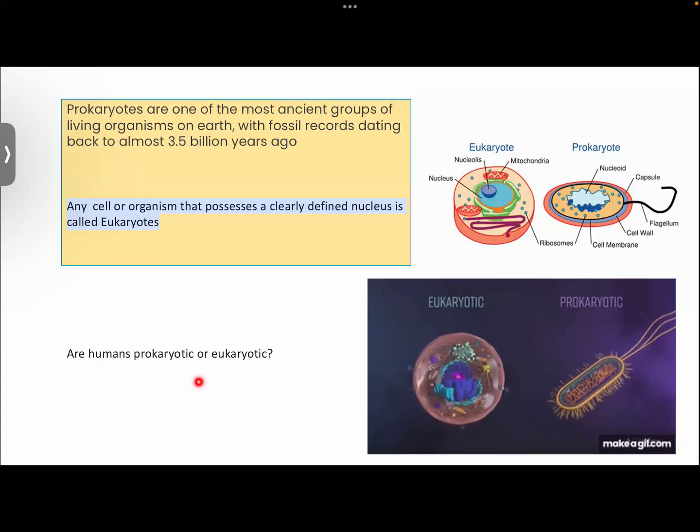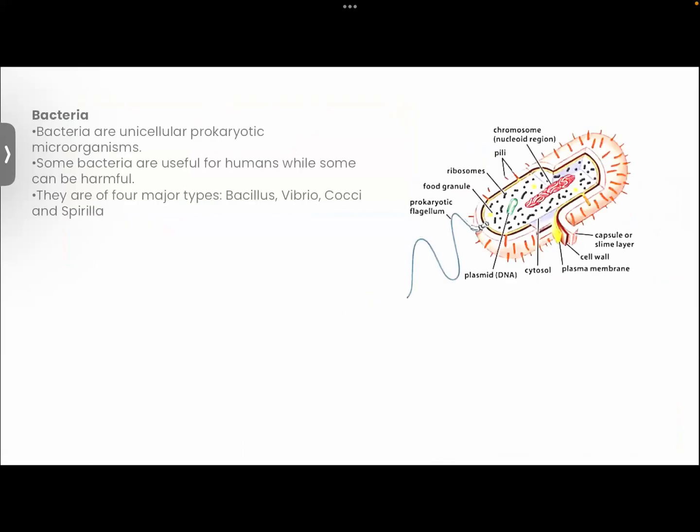Are we humans prokaryotic or eukaryotic? Eukaryotic. And look at the organization in the cell. Obviously, you will find that this has a more organized structure, isn't it? While a prokaryote does not seem to have an organized structure. So that was another thing.